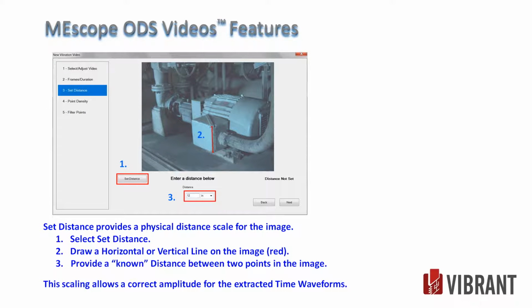We can set distance. Some vendors out there use a laser. Here we actually draw on the drawing and put a dimension to it so it knows what the size is at the angle we're talking about. So either a horizontal or a vertical line, we put that in, tell it what that actual distance is, and we can scale the image properly.